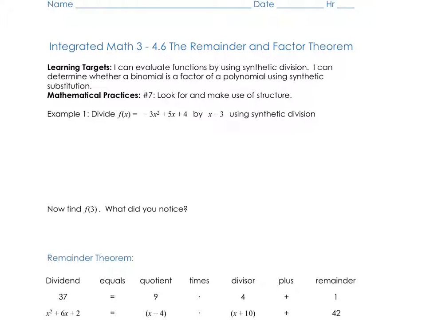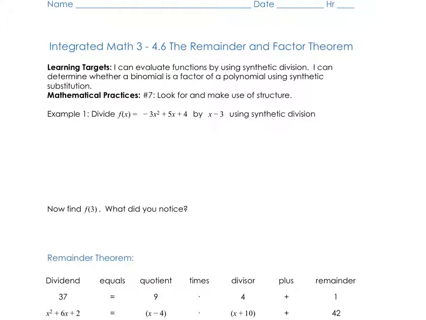Integrated Math 3, Section 4.6, the Remainder and Factor Theorem. The learning targets for this section are that you can evaluate functions using synthetic division, and you can determine whether a binomial is a factor of a polynomial using synthetic substitution. We're going to look at this first example, and we're going to divide using synthetic division.